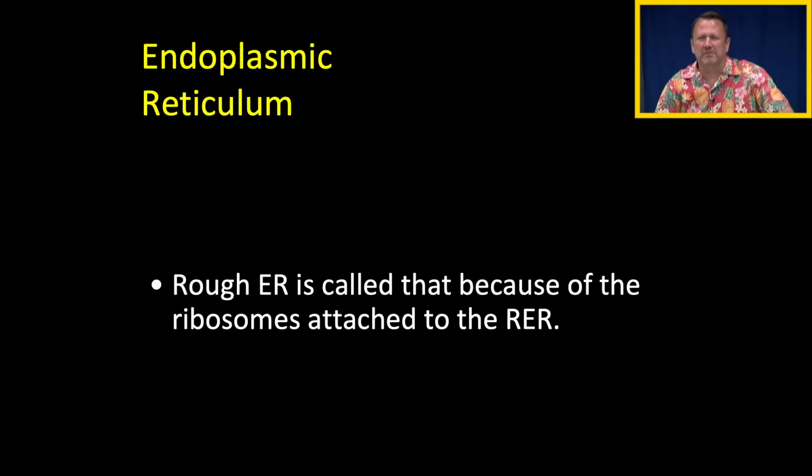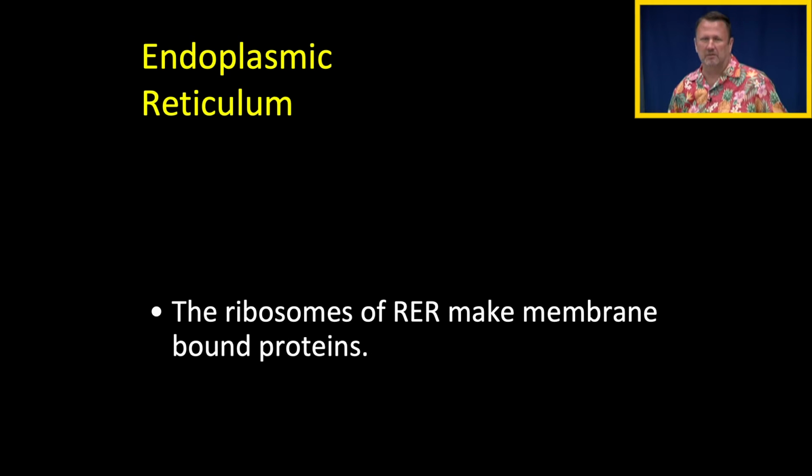All right, rough endoplasmic reticulum is called rough because of ribosomes attached to the endoplasmic reticulum. So if we look at the endoplasmic reticulum and we look at the little rough patches, those little rough patches are caused by ribosomes. And what are ribosomes? Ribosomes are proteins that manufacture proteins. So the ribosomes of rough endoplasmic reticulum are the ones that make the membrane-bound proteins. The ribosomes bound to the membrane, to a phospholipid bilayer, manufacture the protein within the bilayer, anchor it within the bilayer, and then that's transported out by the endoplasmic reticulum.